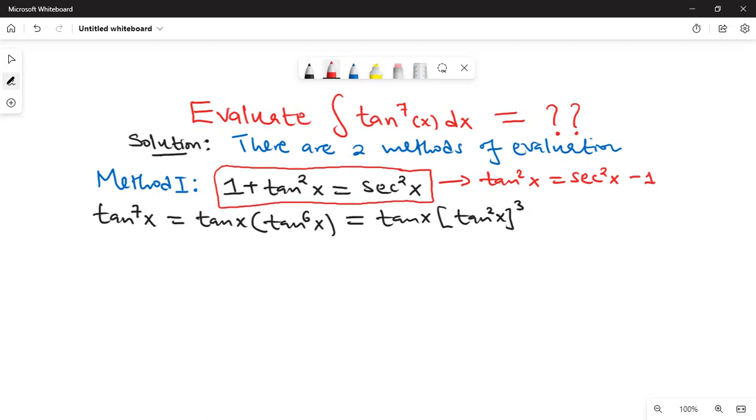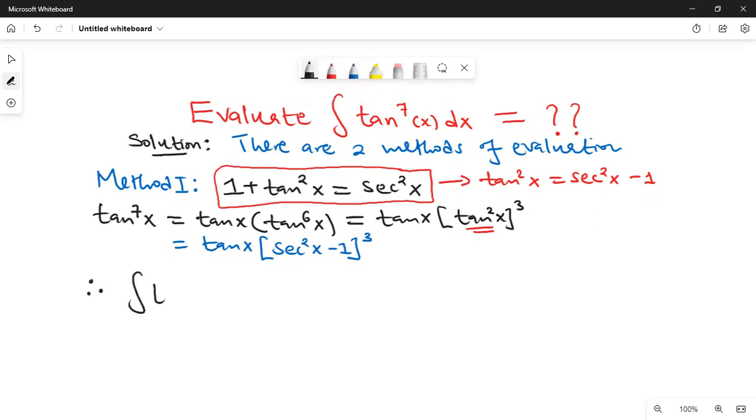So we are going to replace tan squared x in that equation, so that we'll get tan x in bracket, not 1, but it should be sec squared x minus 1. Let me wrap this. So that should be sec squared x minus 1, and this is supposed to be cubed. So now let's go back to our integral.